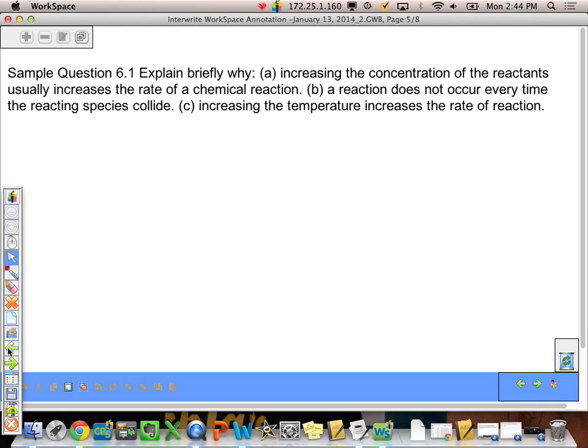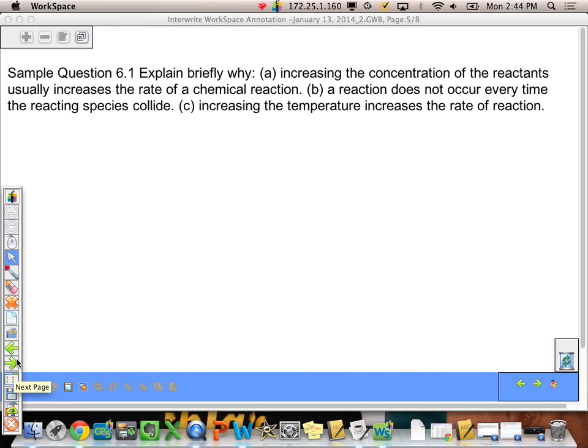It also asks us to explain why increasing the temperature increases the rate of a reaction. That is due to increasing the number of collisions as we increase the temperature. Temperature is a measure of the average kinetic energy of the particles involved. So if we're increasing how much they're moving around, they're more likely to bump into one another, and hopefully, again, with the right amount of energy and the right orientation for the reaction to occur.